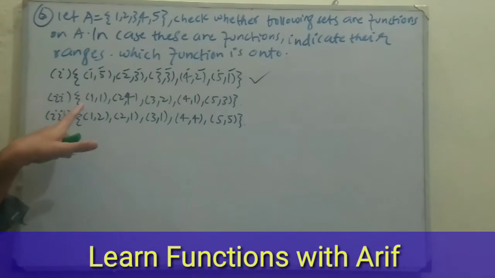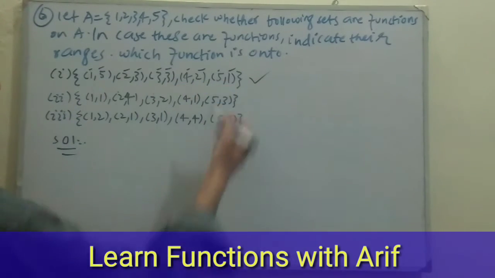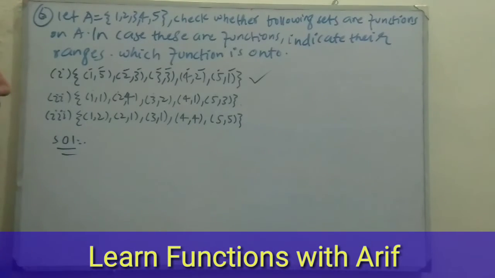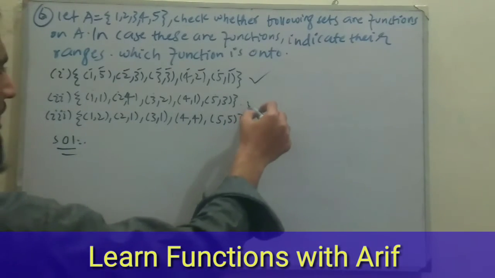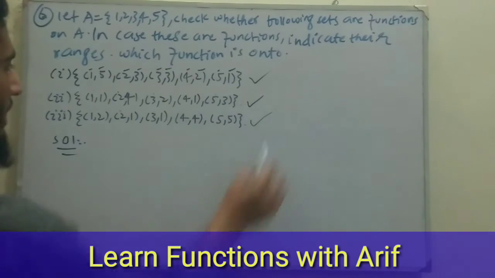In this part, the domain is 1, 2, 3, 4 and 5. So here there is no repetition of an element. That's why this is a function. And here the domain is 1, 2, 3, 4, 5. So this is also a function.